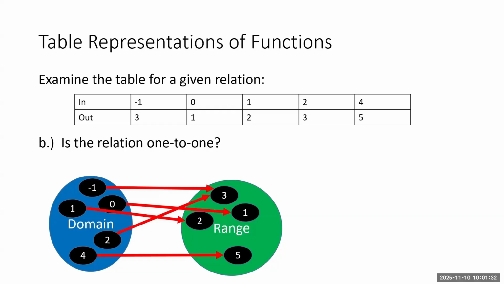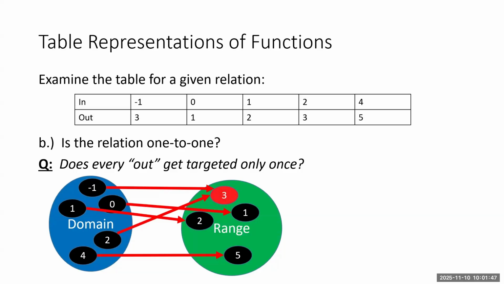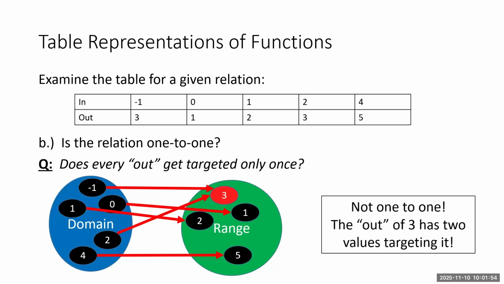Is this relation 1 to 1? Well, in keeping with our diagram from a second ago, what I'm really asking is, does every out get targeted only once? We see the 3 in the range space turn red, signifying that there are 2 values targeting it. This function is not 1 to 1. The out of 3 has 2 values targeting it.